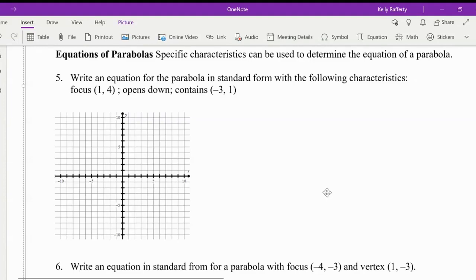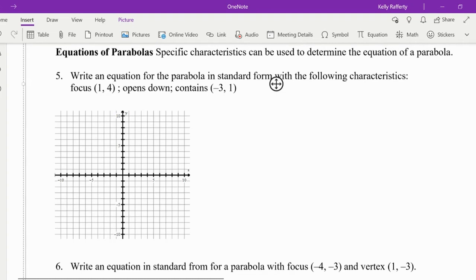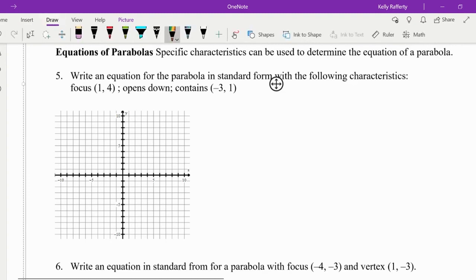All right, guys, we have a little example here of a problem where we're writing the standard form of a parabola, but we're given some kind of different things we have going on. So they actually gave us the focus, that the parabola opens down, and that it contains the point (-3, 1).